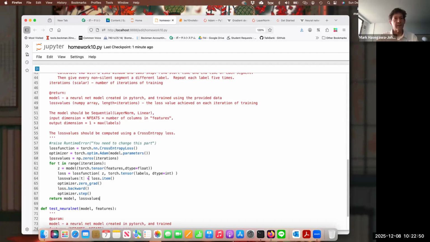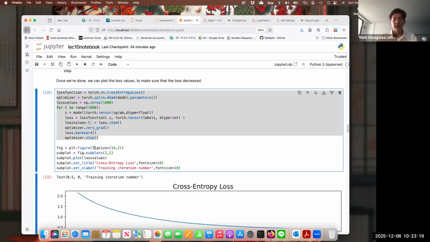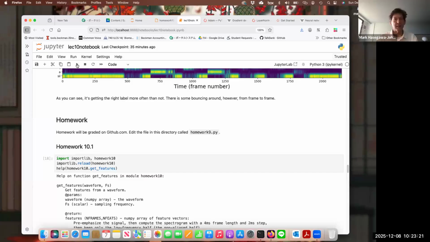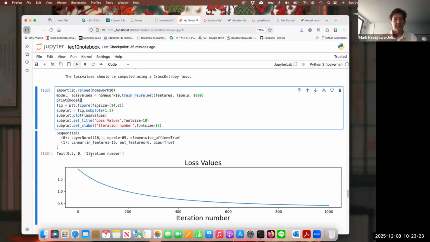Right, so this is similar to what I just did in the lecture part of the course. I specify a loss function, specify an optimizer, and then for each iteration, compute the model in the forward direction, calculate the loss, zero out the gradient, take the derivative of the loss with respect to the model parameters, and then take a step in the direction of downhill. Let's go down here to the homework and see if that all worked without any errors.